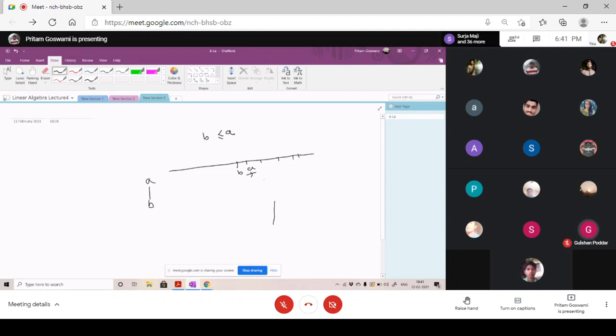Yes, sir. Now look, every element in this line is comparable. If you take any two elements, say a dash here and c here, you can see that c is less than a dash, right? This is called total ordering. Every element is comparable. And there is another thing called partial ordering.